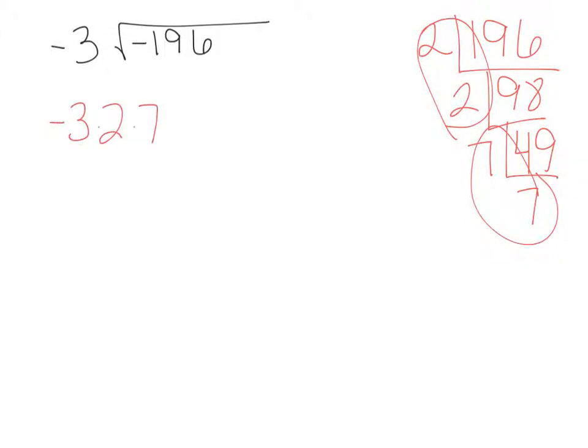And then, because of that negative, remember we pull an i out to make that negative out of the radical go away. Because it's mathematically impossible to take the square root of a negative. So we use imaginary numbers instead. Negative 3 times 2 is negative 6 times 7 is negative 42i.